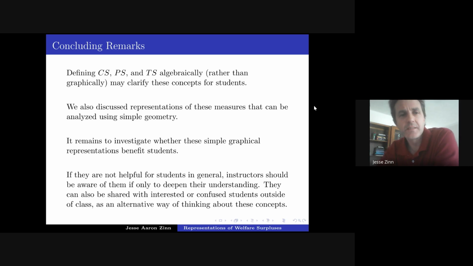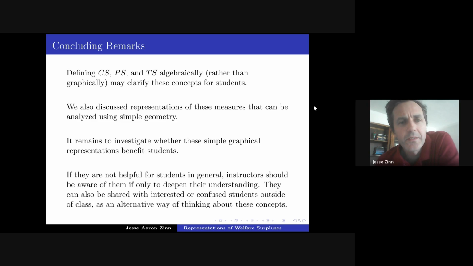All right. So just some concluding remarks. Defining consumer surplus, producer surplus, and total surplus algebraically rather than graphically, I think it can clarify these concepts for students, instead of just saying, hey, it's that region on the diagram. That's what consumer surplus is, for example. If we define what it actually represents, the benefit consumers are getting net of what they pay, that might make a little bit more sense to students. They can wrap their minds around it a little bit more.